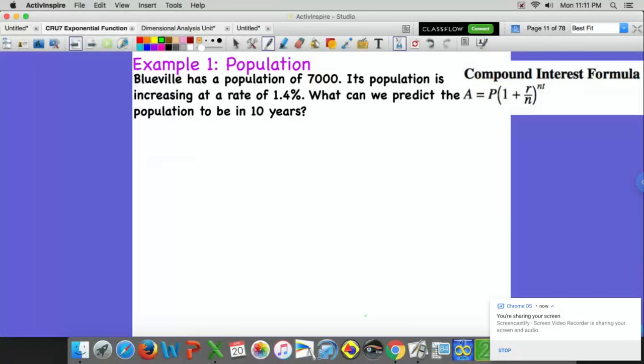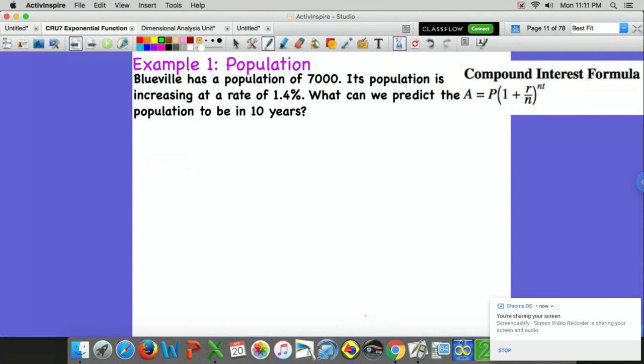Okay, guys, so today we are going to be moving into population. Now, the cool thing about population is we're still going to be using the same compound interest formula, because you got to remember the compound interest formula is used to determine future growth or future decay. So it can be used for money, but it can also be used for population, and we will dive into that.